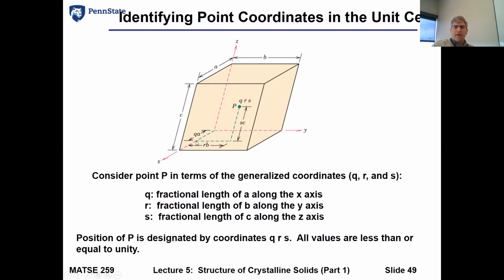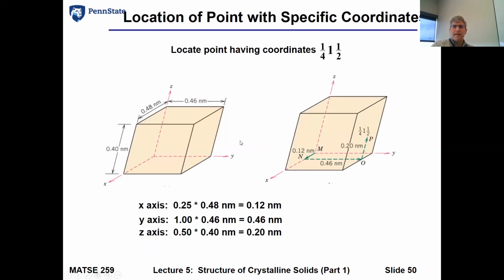So in order to find a point, we need a q, r, and s value. And within that, we can take a certain length of x, in this case along our a direction, and always think of it as a fraction. It will always be less than 1 for points in a unit cell. Then a distance in the r direction and a distance in the s direction. So if you think of the fractions, we can define this point pretty quickly. All values are less than 1. The position is defined by q, r, and s. So let's take a look at this.